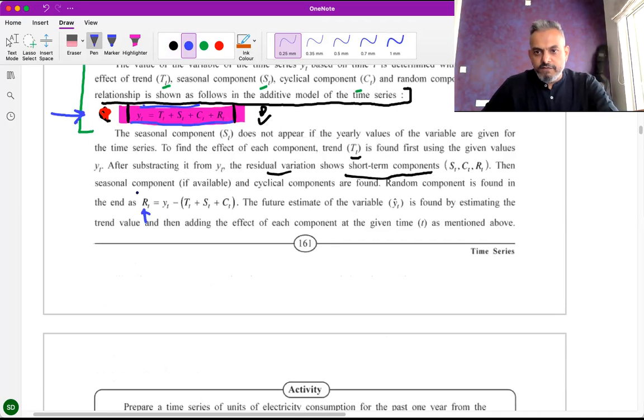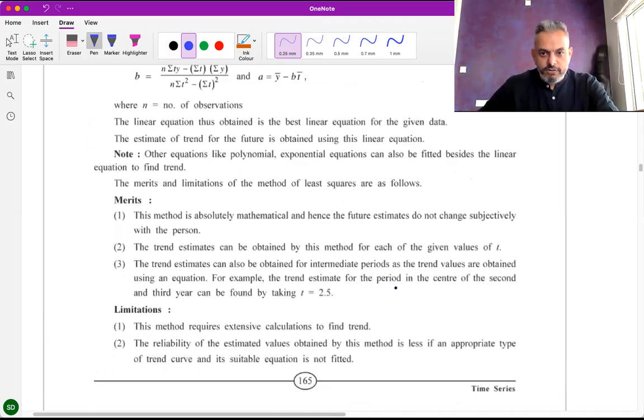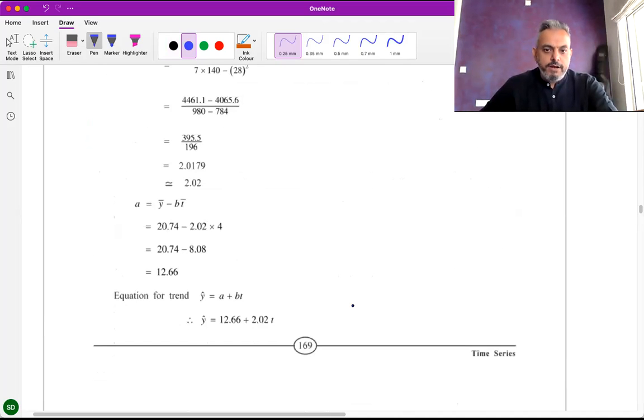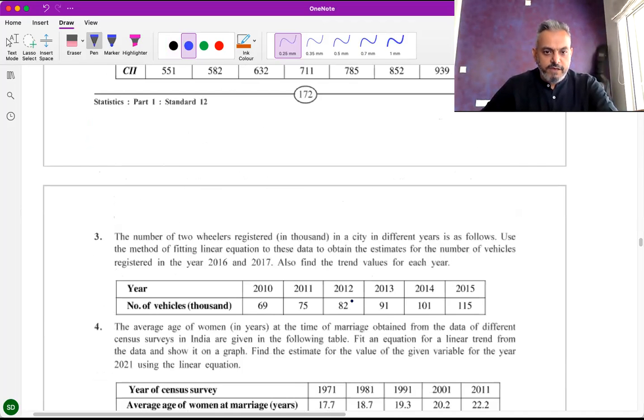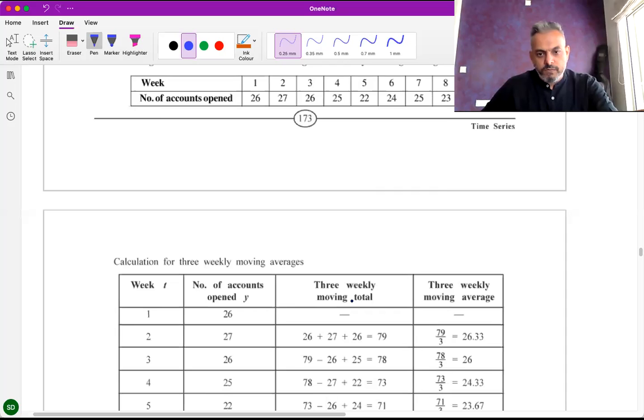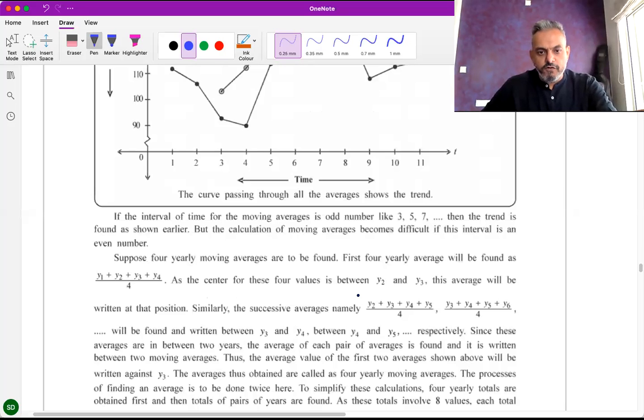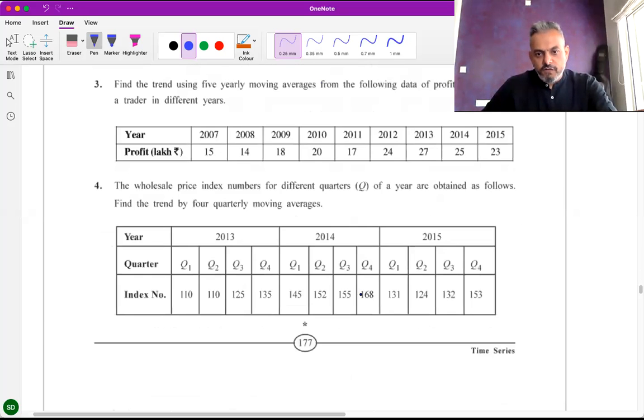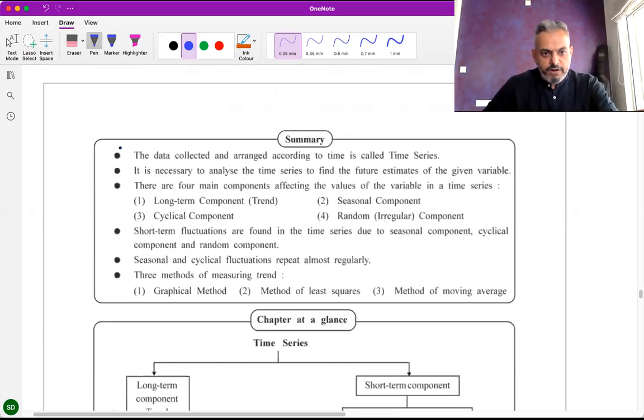Now, an activity is given. You don't need to do any activity on this. Now come over here in the exercise. I'll send you the solutions of all the theory questions so you can prepare. This summary is important. Please mark it and please write. This is important.